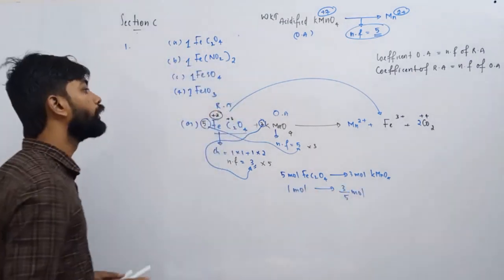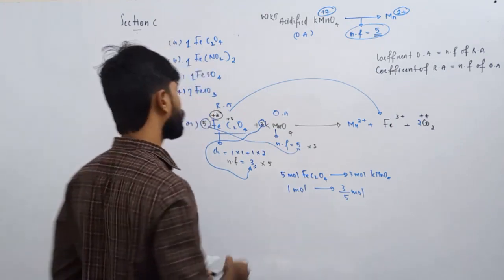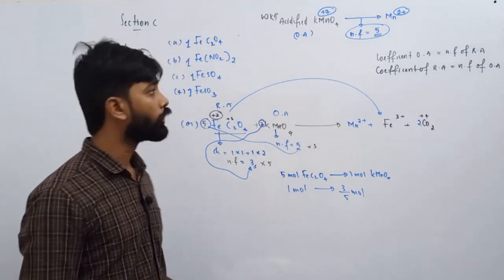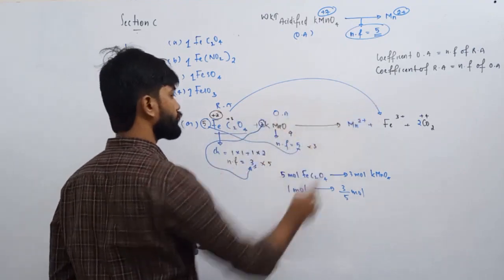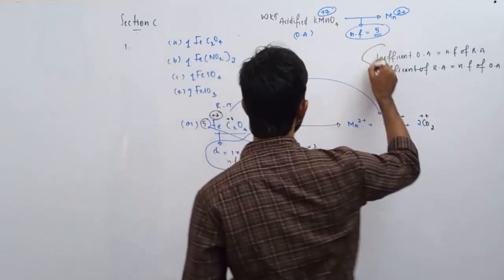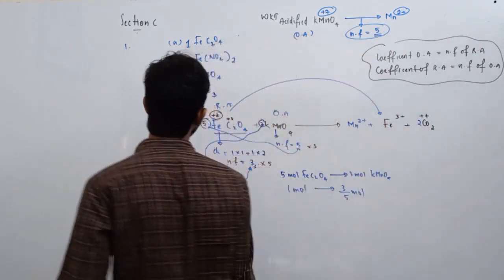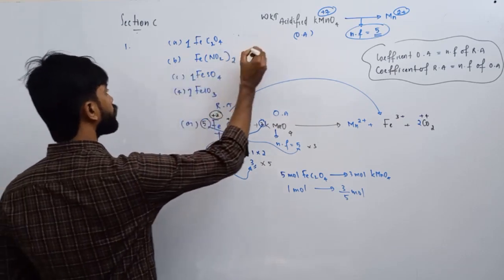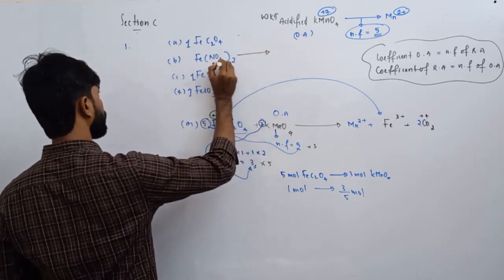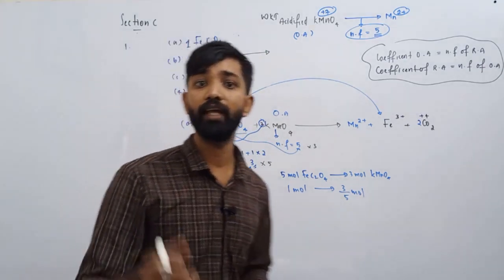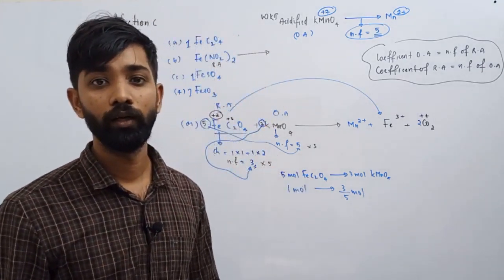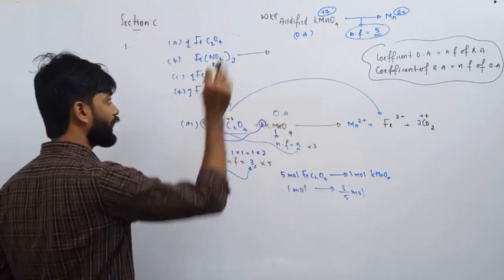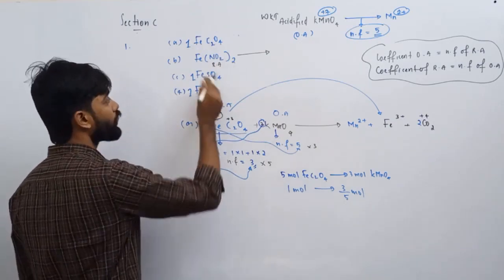What about the second case? Is it required to balance the second case also in this pattern? No. No need of writing the second one like this. We got the idea that the coefficient of something will be the n factor of the opposite thing, right? So here, this is the reducing agent, agreed? So let me find the n factor of the reducing agent. That will be the coefficient of KMnO4, right? Yes.